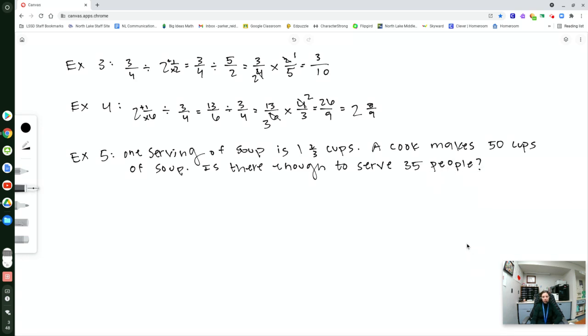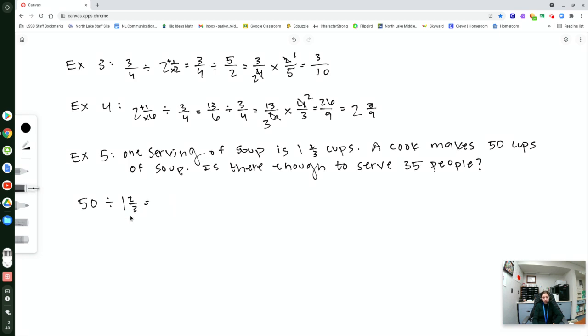So this question is telling us a cook made 50 cups of soup, and each serving of soup is 1 2/3 cups. So are we going to have enough servings to feed 35 people? Are we going to have 35 servings? So what I need to do is figure out if I divide this 50 cups up into those 1 2/3 cup servings, am I going to end up with 35 servings? So this is a division problem. We're taking our 50 cups of soup, dividing it into our serving sizes of 1 2/3 cups.